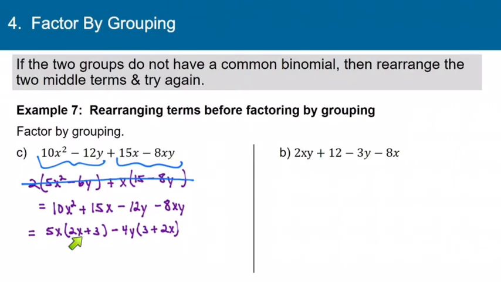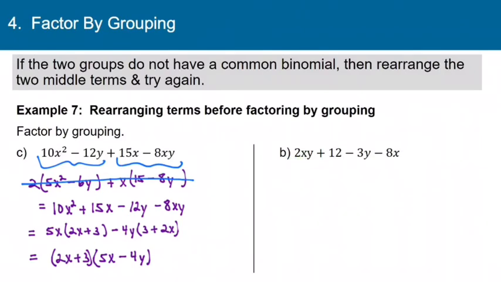The first one is written as 2x plus 3, and the second one is written as 3 plus 2x, but those are the same two terms. So now we can factor out the common binomial, and in the other pair of parentheses we'll get 5x minus 4y. And now let's look at part B.